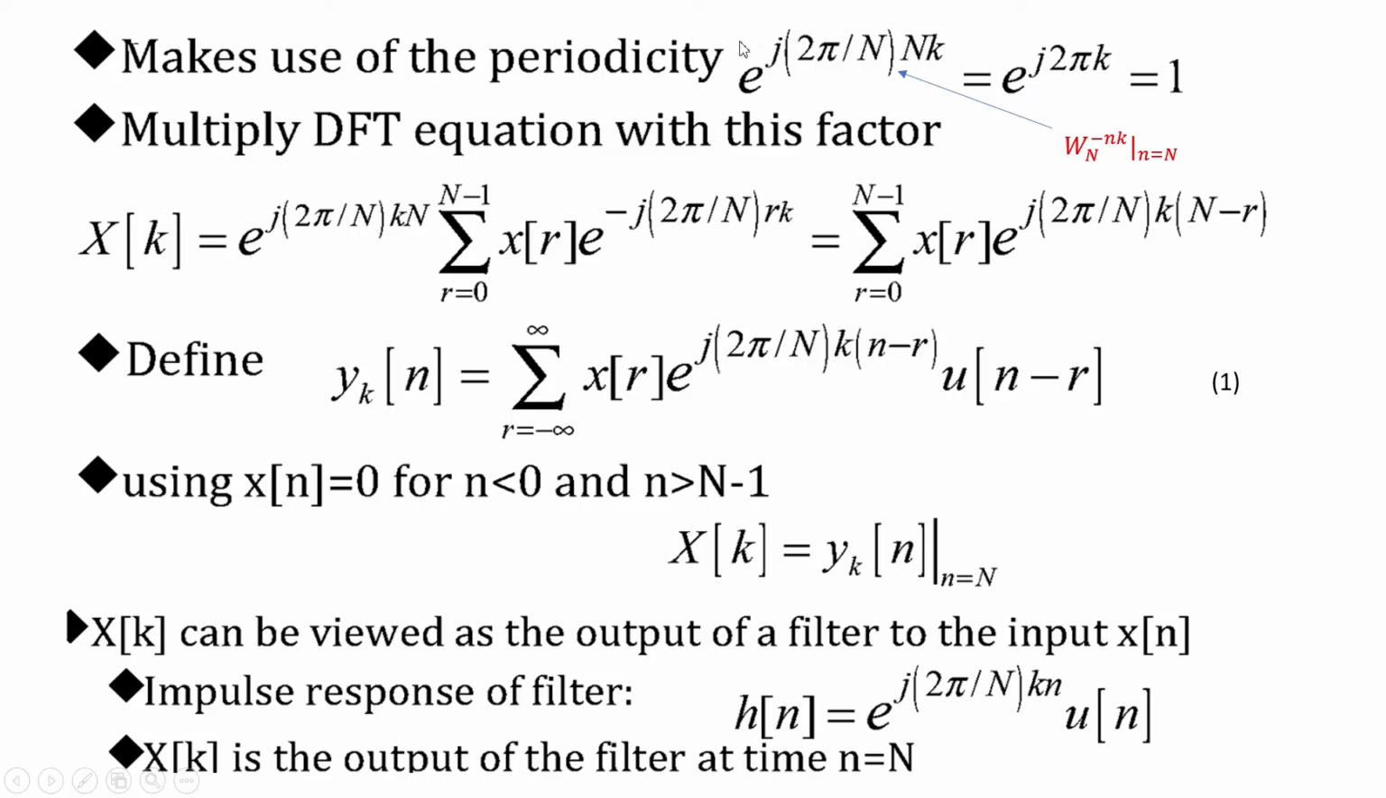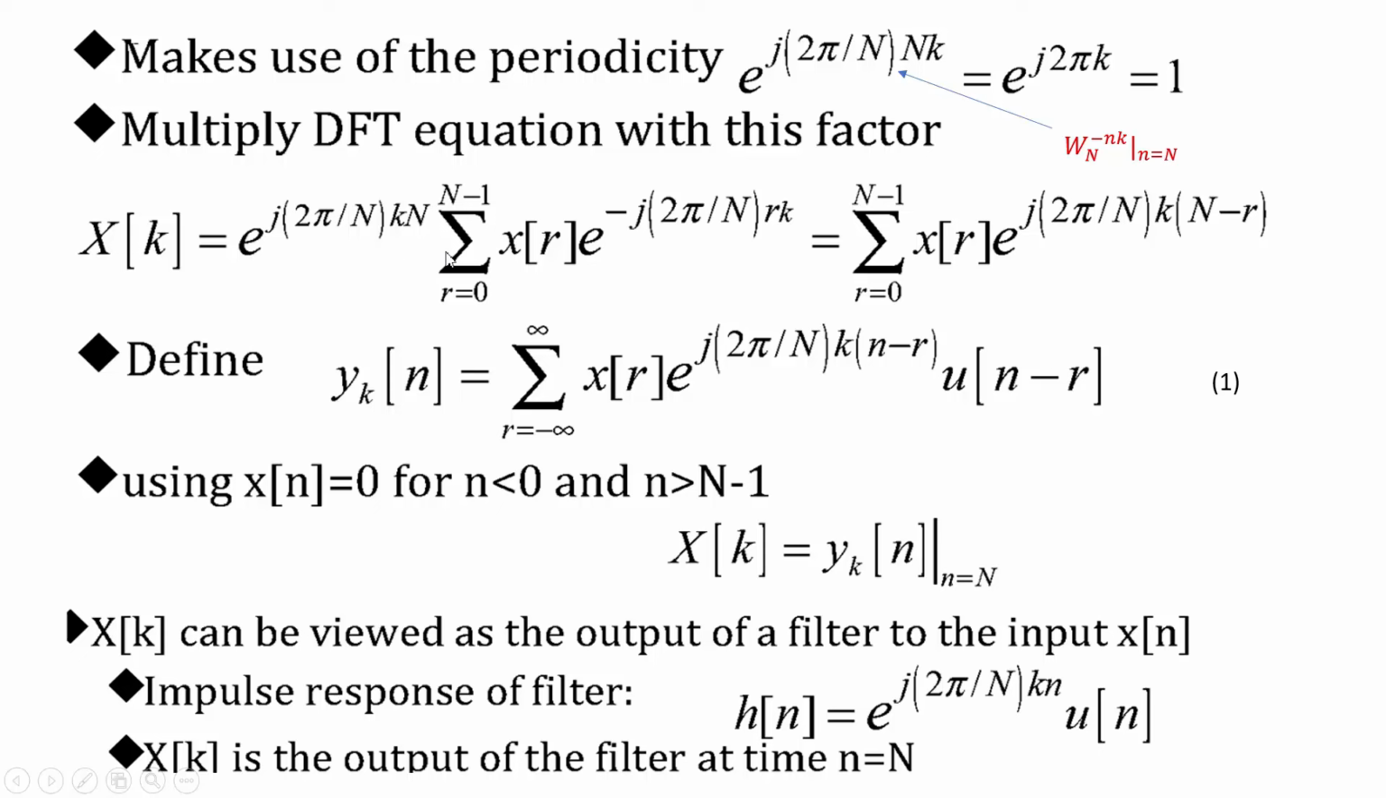Now if we use this factor and multiply the DFT equation with this factor, because this is 1 ultimately, this factor is put here and this is my DFT equation.